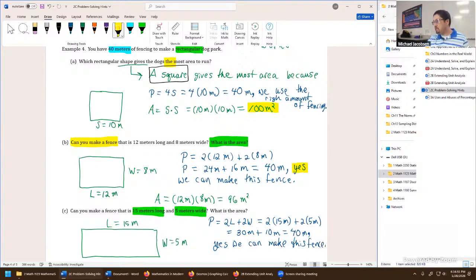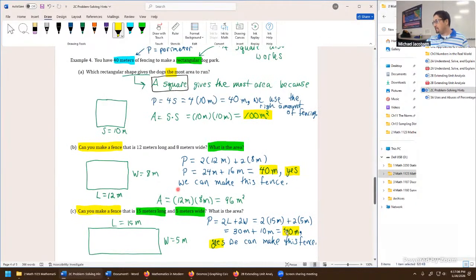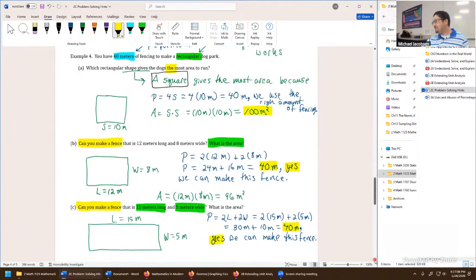So that part addresses this part right here. Can you make the fence? Getting 40 meters directly answers that as a yes, like in the last problem. And now we wonder what's the area on this one. That's another one of these computations down below. Take the length times the width. Let me zoom out just a touch to fit this in.